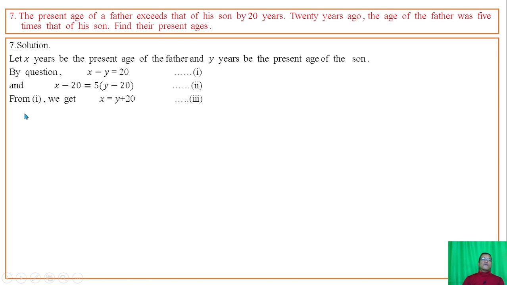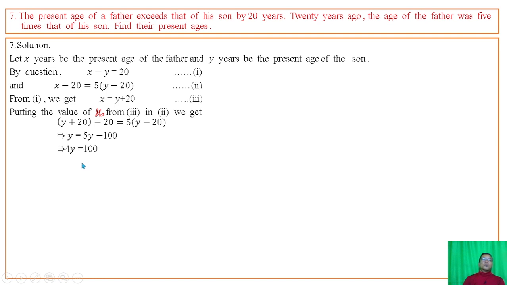From equation 1 we get x equal to y plus 20, which is equation 3. Putting the value of x from equation 3 in equation 2, we have y plus 20 minus 20 equal to 5 times y minus 20. Solving, we get y equal to 25.